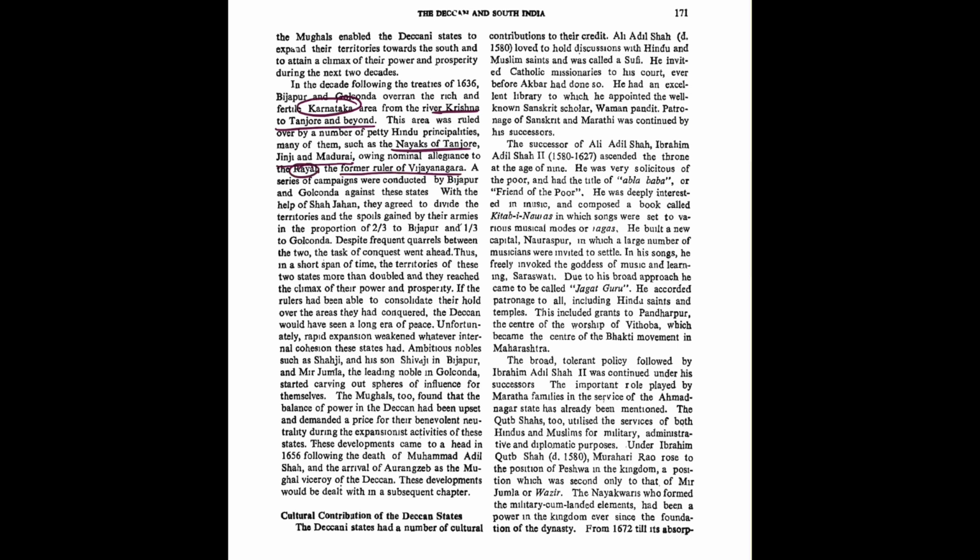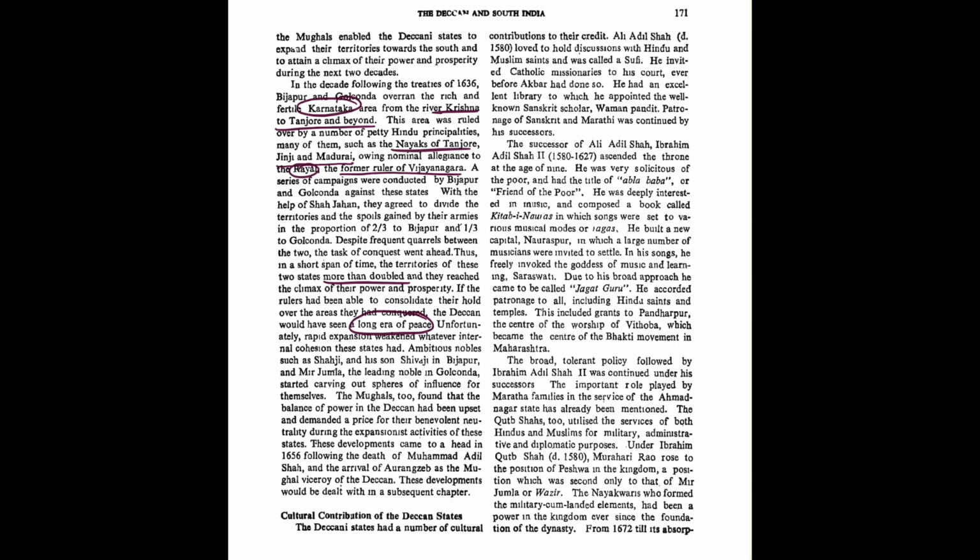A series of campaigns were conducted by Bijapur and Golconda against these states. With the help of Shah Jahan, they agreed to divide the territories and the spoils gained by their armies in the proportion of 2:3 to Bijapur and 1:3 to Golconda. Despite frequent quarrels between the two, the task of conquest went ahead. Thus, in a short span of time, the territories of these two states more than doubled, and they reached the climax of their power and prosperity. If the rulers had been able to consolidate their hold over the areas they had conquered, the Deccan would have seen a long era of peace.